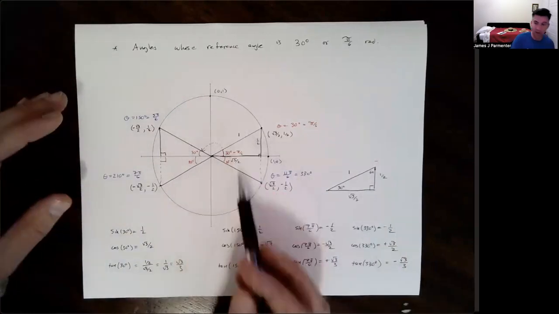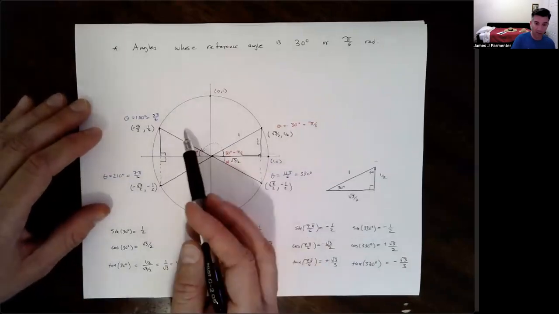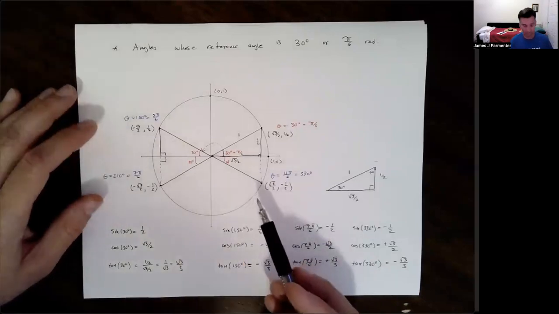And it's just because it's based on x and y. In the first and fourth quadrant, x is positive. In the second and third quadrant, x is negative. In the first and second quadrant, y is positive. In the third and fourth quadrant, y is negative.